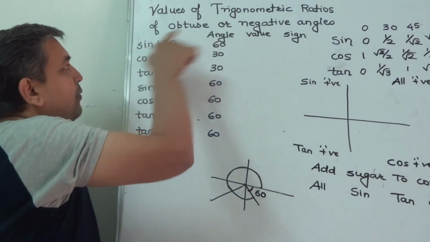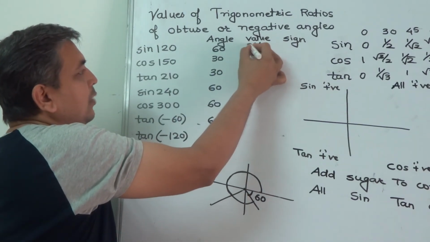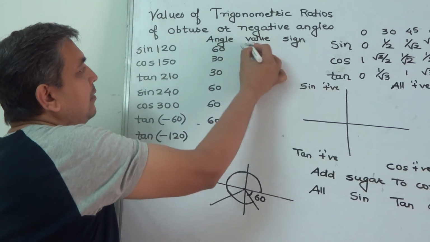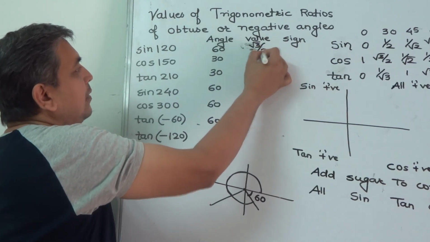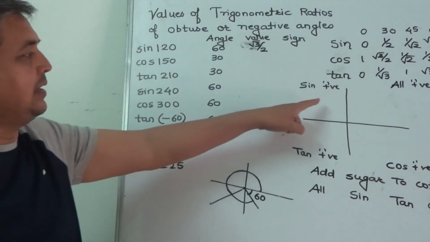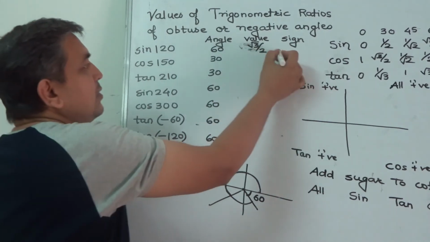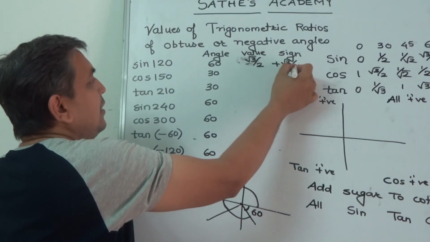Now the value of sine 60 is root 3 by 2, and sine 120, now 120 degrees lies in the second quadrant. In the second quadrant sine is positive, so it is plus root 3 by 2.